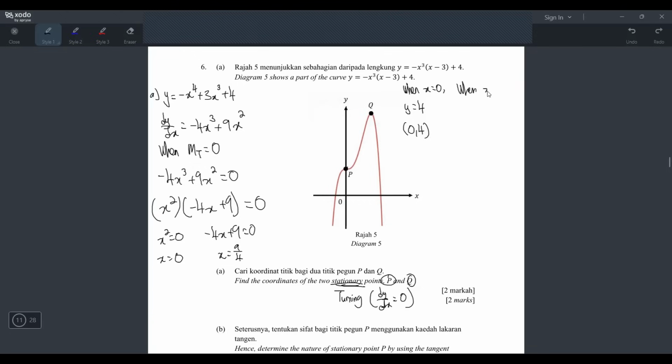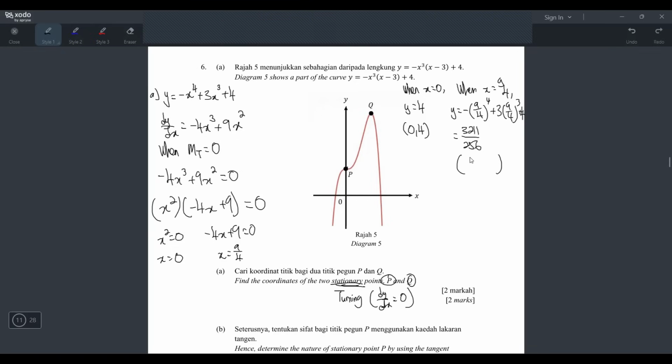But what if x equals 9 over 4? Then your y will be, this one you have to substitute inside: negative bracket 9 over 4 power 4, plus 3, 9 over 4 power 3, and then plus 4. You have to press all this in your calculator. Make sure you press the brackets and everything. So 9/4, close bracket, power 4, and then plus 3 bracket 9/4, close bracket, power 3, and then plus 4. My calculator gives me 3211 over 256. So this is the y coordinate.